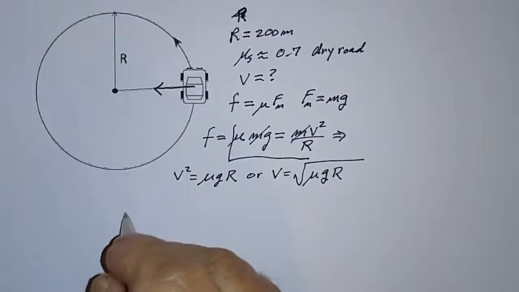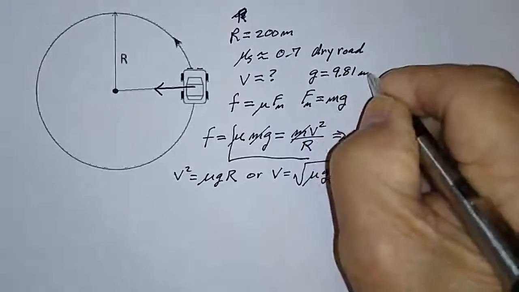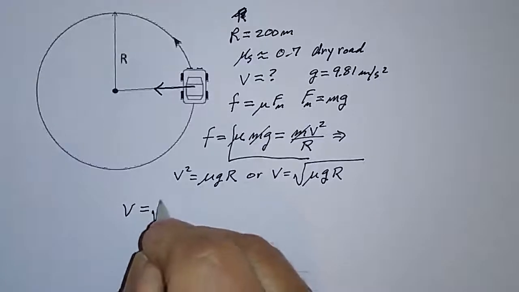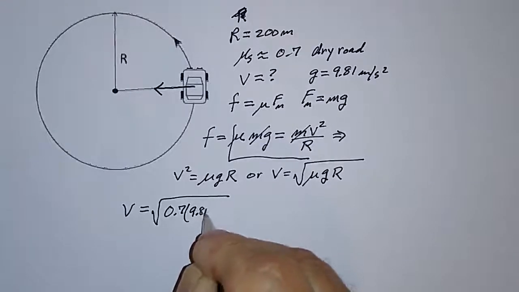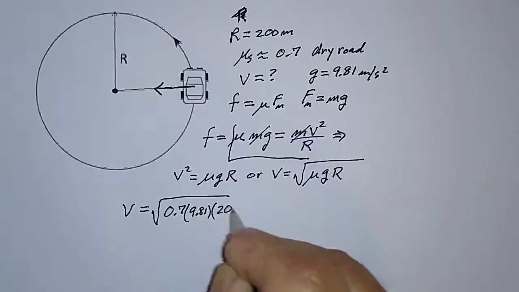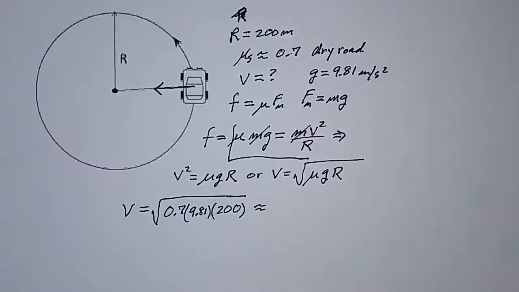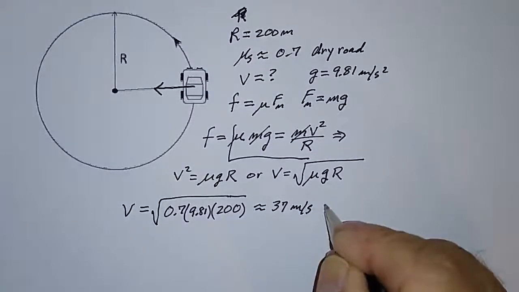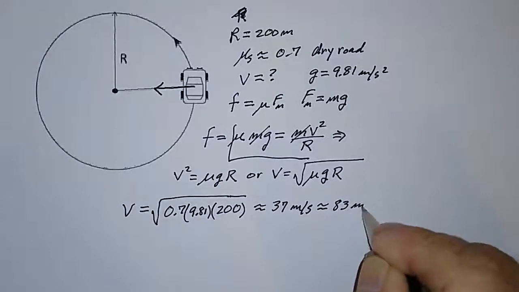So that means then that if we put the numbers in, and we'll assume that g is equal to 9.81 meters per second squared, v then is equal to the square root of mu, which is 0.7, times g, which is 9.81, times the radius, which is 200 meters. And if you put those numbers in the calculator, that works out to be about 37 meters per second, which is about 83 miles per hour.